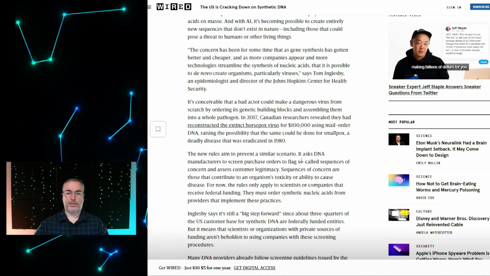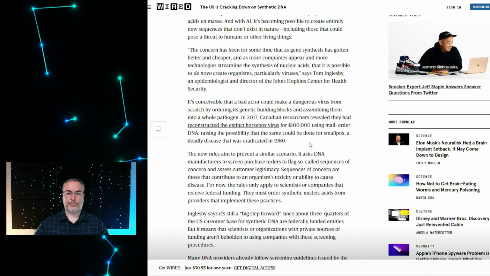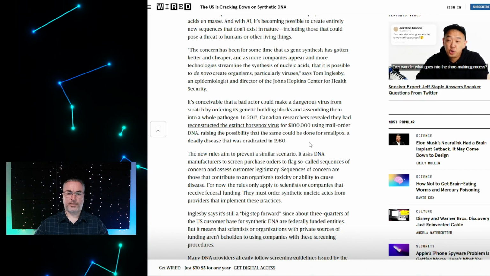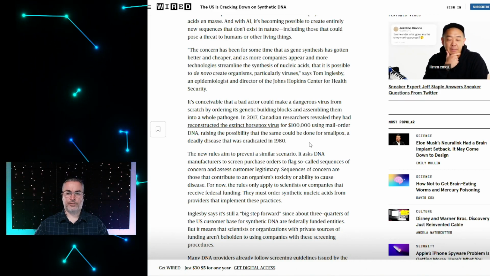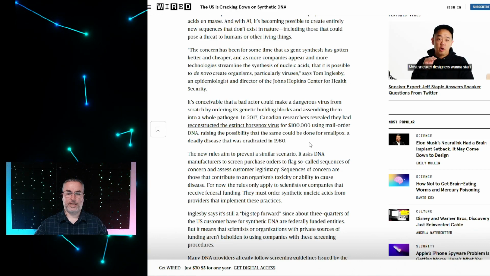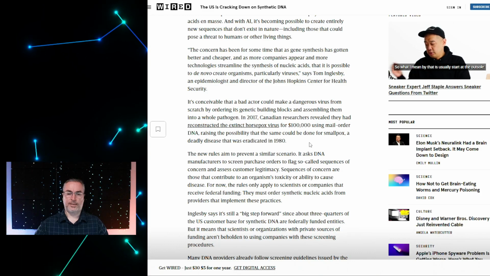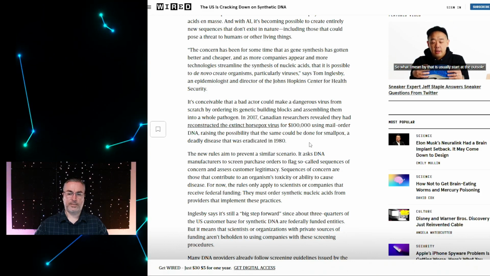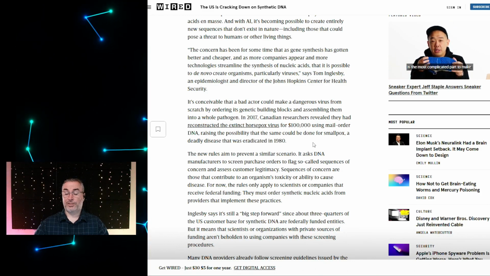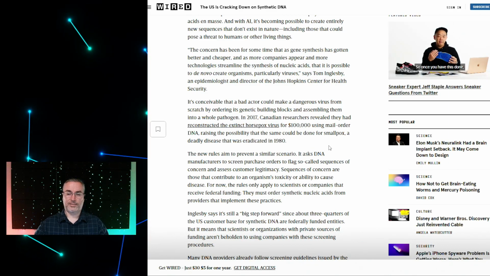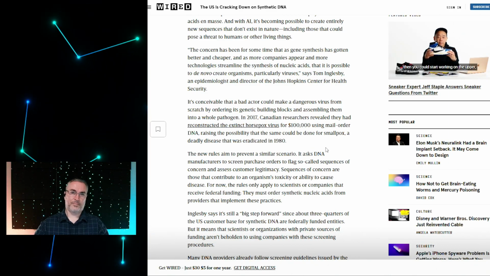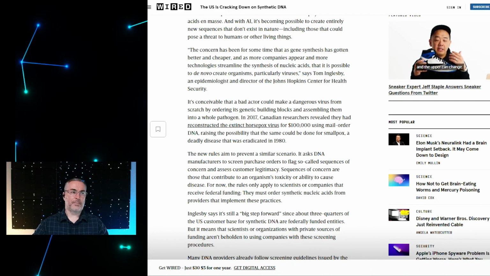Hacking reality. In 2017, Canadian researchers revealed that they had reconstructed the extinct horsepox virus for $100,000 using mail order DNA, raising the possibility that the same could be done for smallpox, a deadly disease that was eradicated in 1980, much to the chagrin of anybody that might have gotten it since then, because everything old is new again.